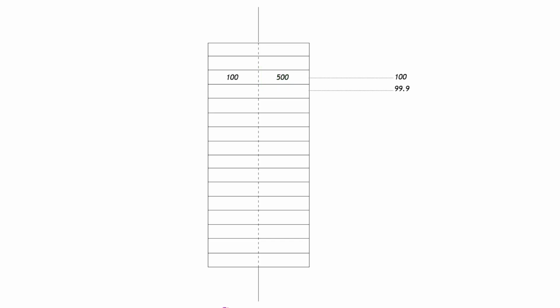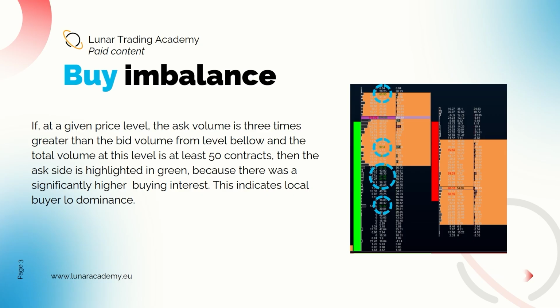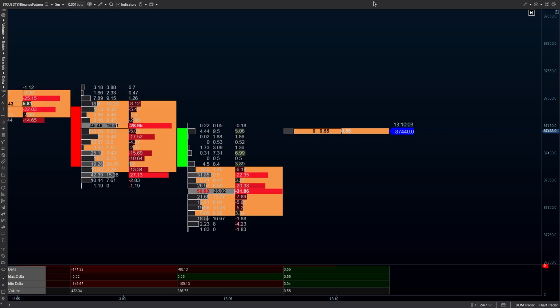Delta, on the other hand, measures the difference at the same price level, bid versus ask, while imbalance compares them crosswise, diagonally, between levels. So delta profile is like a macro view of aggregated activity, and imbalance is more like a micro view, strong local pressure. In our ATAS template, imbalances are highlighted in green and red. A buy imbalance is shown in green, while a sell imbalance is shown in red. So this is my setup, which I use and why.